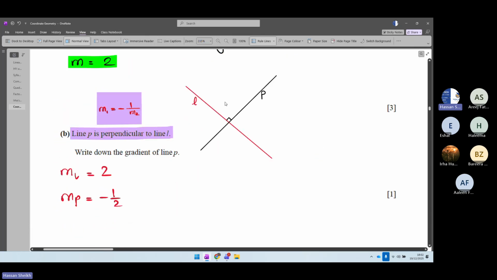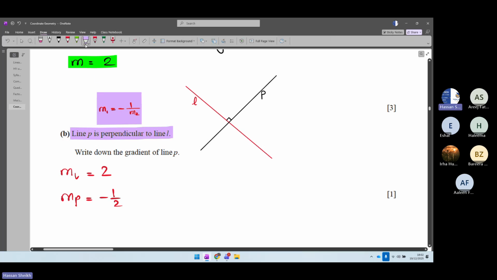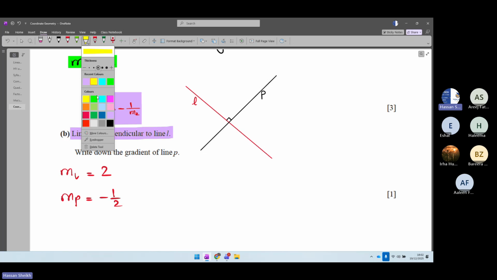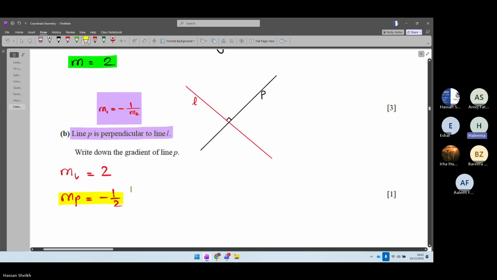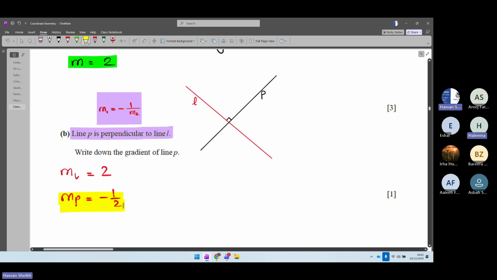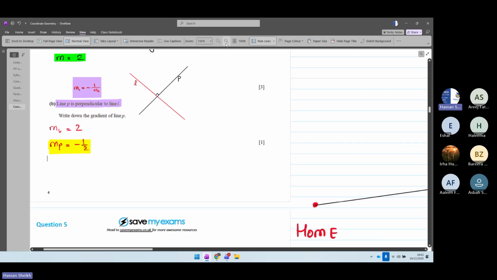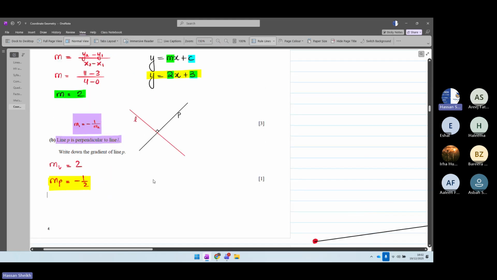Okay. Now what they want: write down the gradient. Are we done? Is that the gradient of the line P? Yes, they want us to find the gradient. Doesn't gradient mean m? Yeah. So we have got the gradient of line p as minus 1 over 2. Students, any doubt?